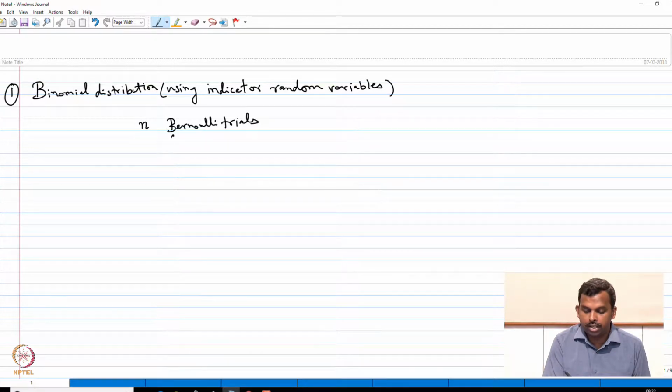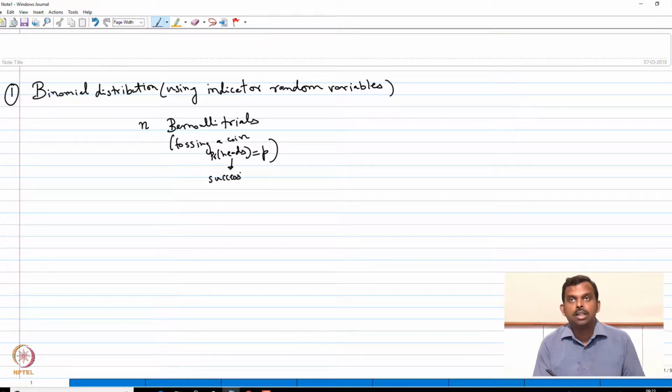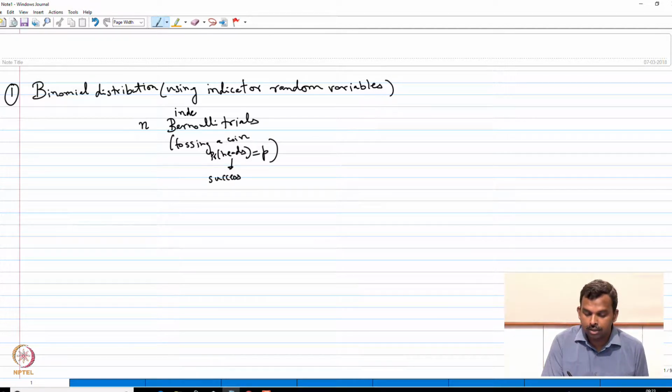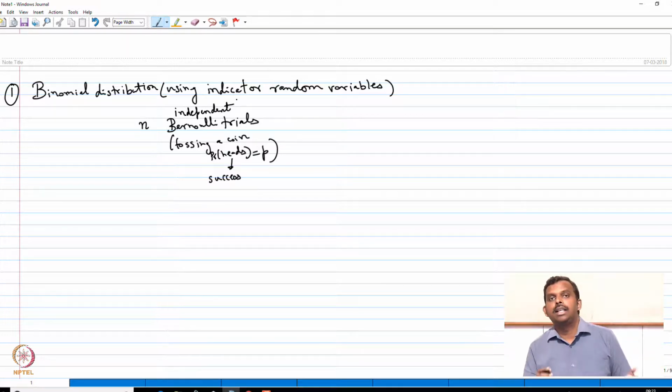What is a Bernoulli trial? You can think of it as tossing a coin. Probability of heads equals, let's say, p. So n Bernoulli trials, and heads is basically success. I'm doing n independent Bernoulli trials. Those are all very important things to write down: independent Bernoulli trials, and each trial has a success probability of p.